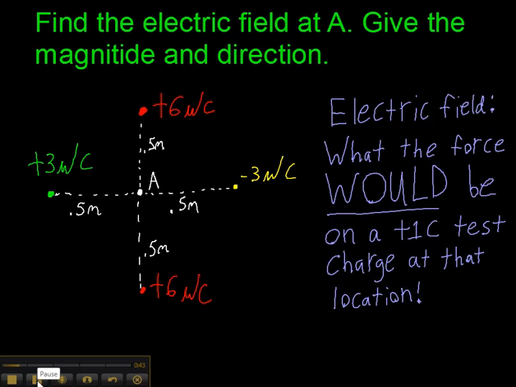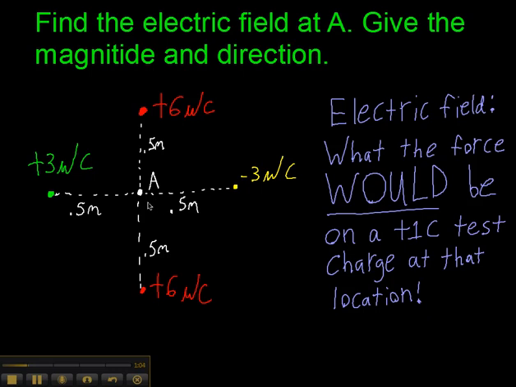Now, in order to do that, it might be helpful to know exactly what the electric field is. So I got it defined for you. The electric field tells you what the force would be on a +1 Coulomb test charge at that location. If we want to find what the electric field is at location A, all we have to do is just pretend that there's a +1 Coulomb charge there.